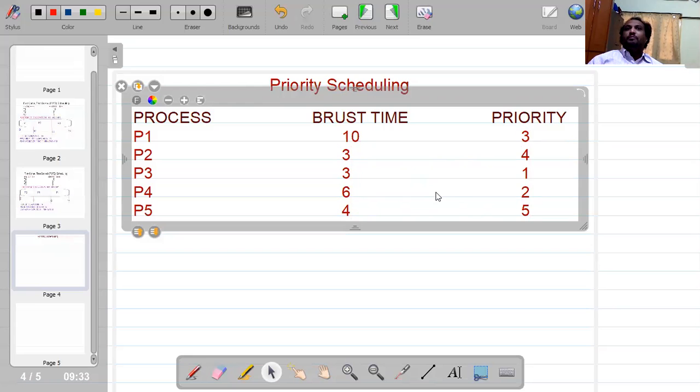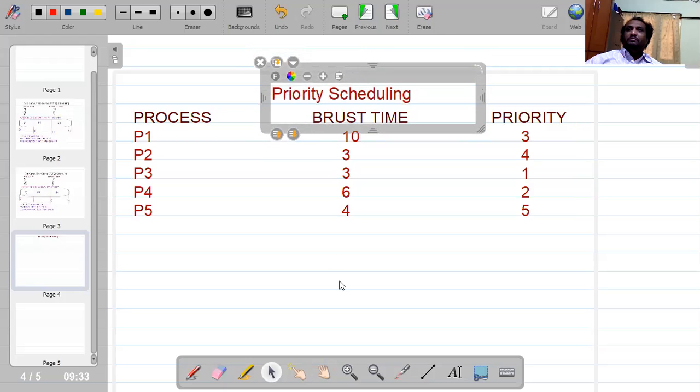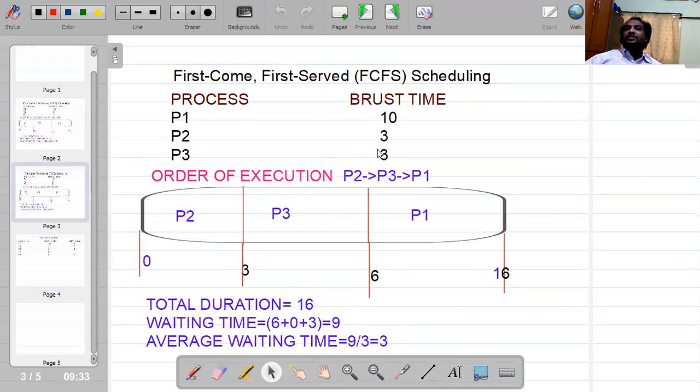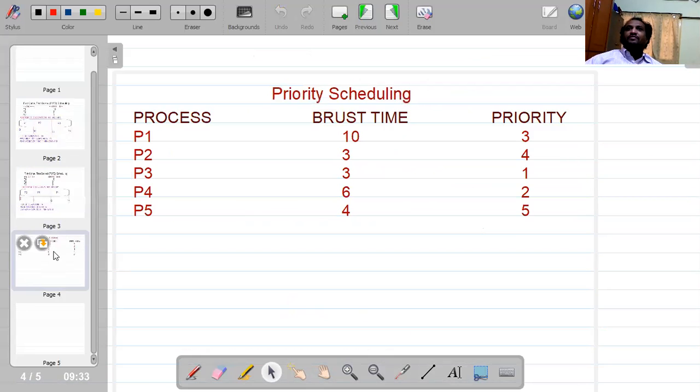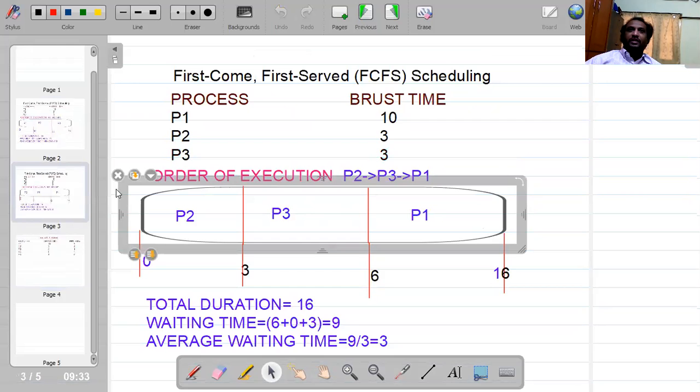Previously, in the previous 2 algorithms, it was doing things based on arrival. If we come to the first one, as the processes are coming in P1, P2, P3, it is going to execute in the same order. In shortest job first, it is going to take the shortest job and execute it. Whereas in priority scheduling, it is going to take the processes based on priorities. That's how it is going to execute. So we'll take this diagram.